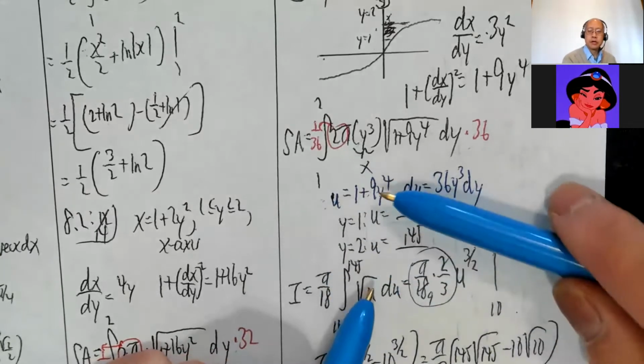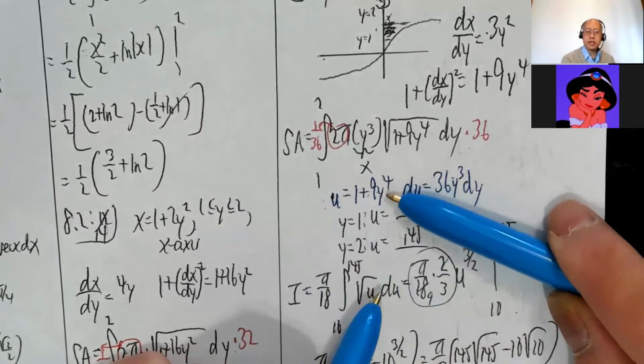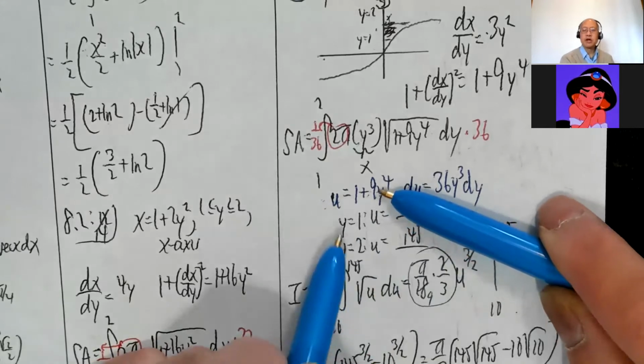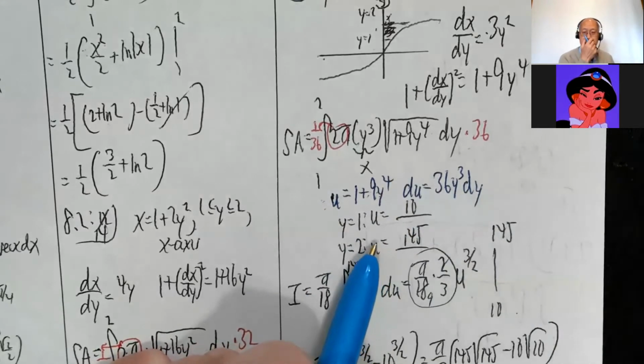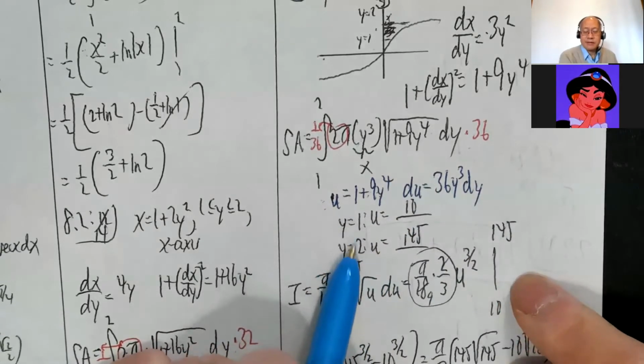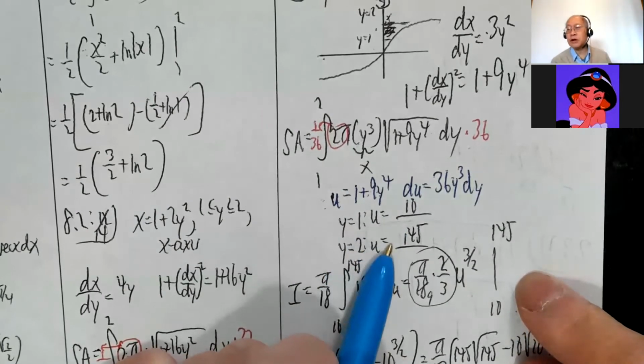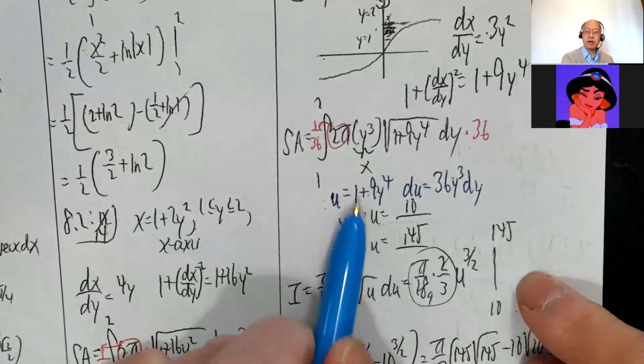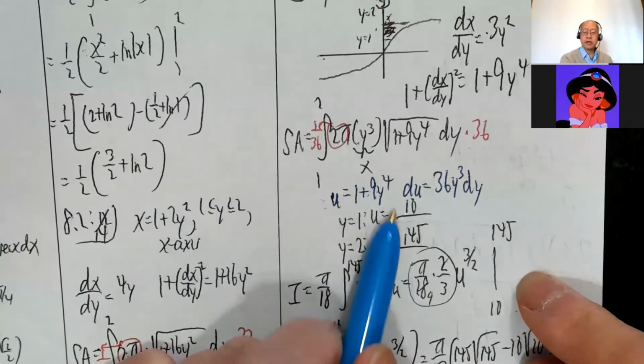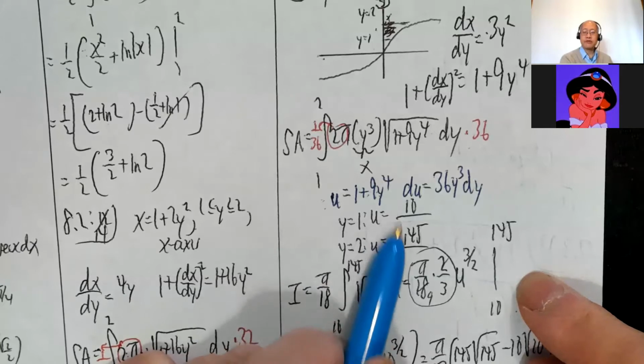Y equals 2. Well, let's see. 2 to the 4th is 16, times 9 is 144, plus 1 is 145. So again, please notice the original integral, pretty small, only 1 to 2. Now, all of a sudden, we're going from 10 to 145, right? So by making this transformation, you get quite a different range for your limits.